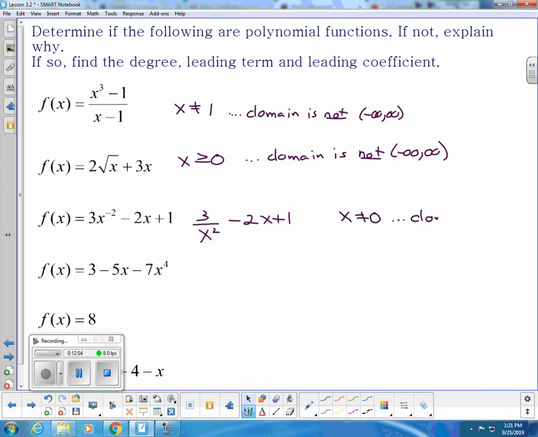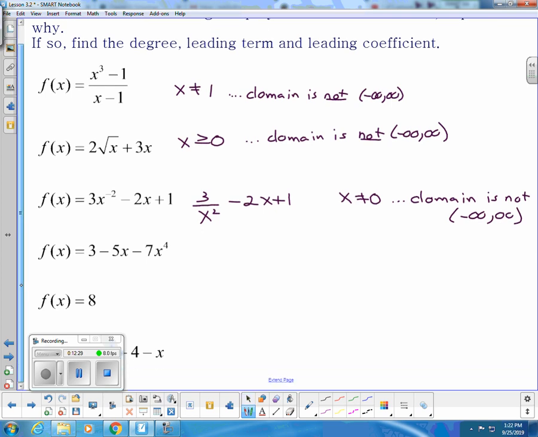So again, the domain is not all real. So all of those have restrictions. The exponents in polynomials are 0 and higher whole numbers. They can't be negatives. They can't be fractions. Okay? Negative exponents cause that x to end up in the denominator. All right, the fourth one here.